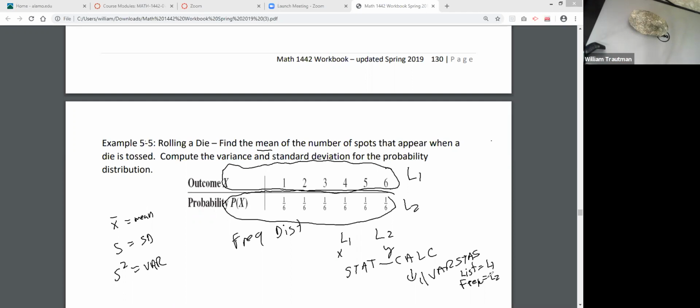And I'm going to look at my calculator. Stat, calculate, 1-Var Stats. I get an average of 3.5.